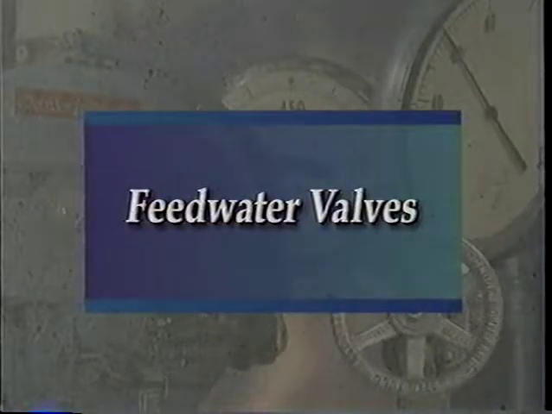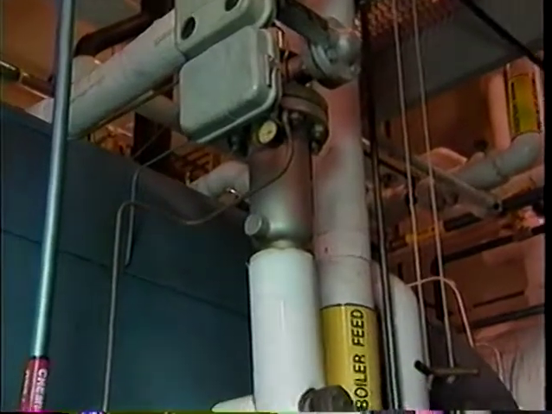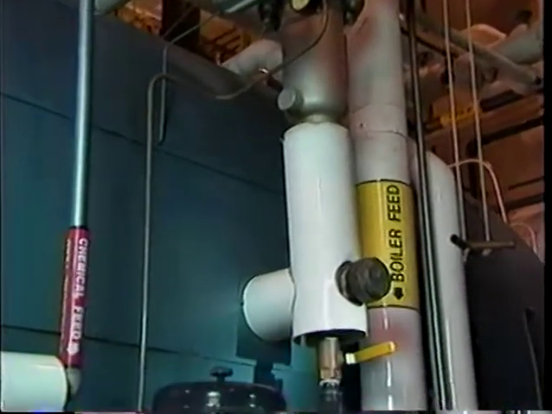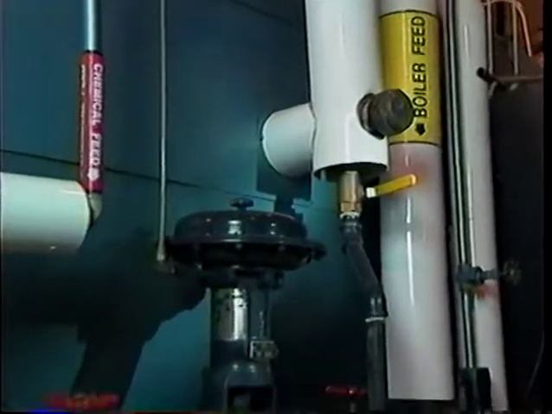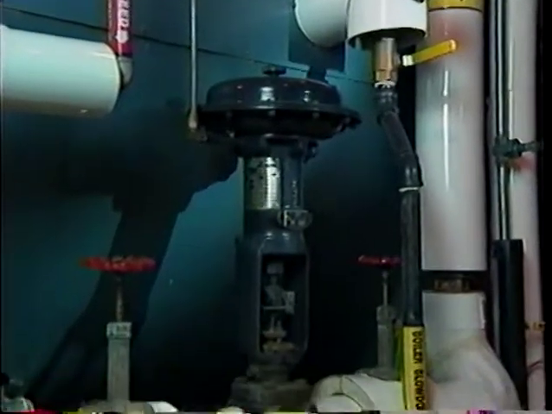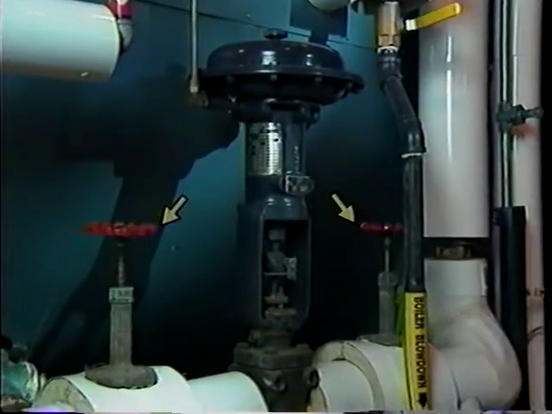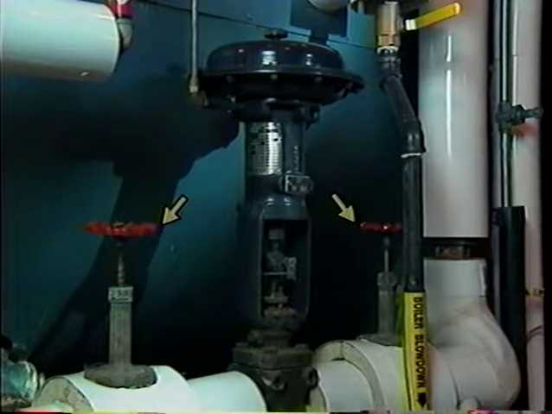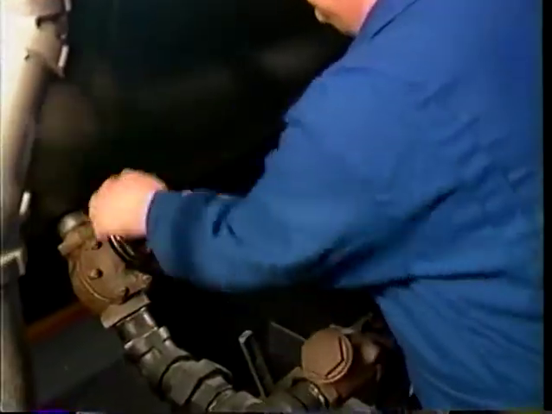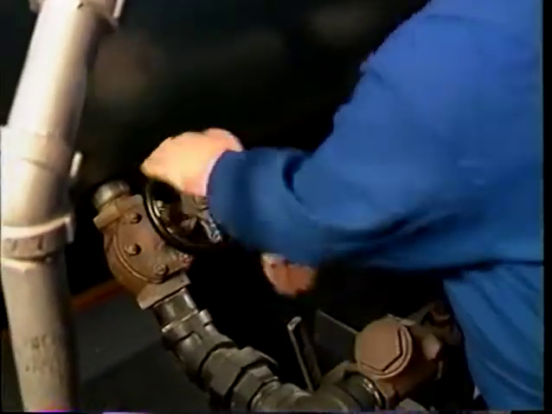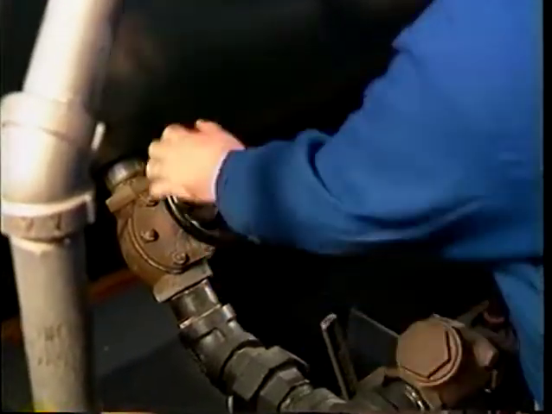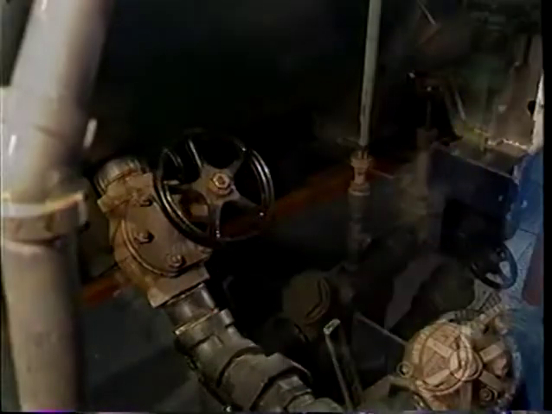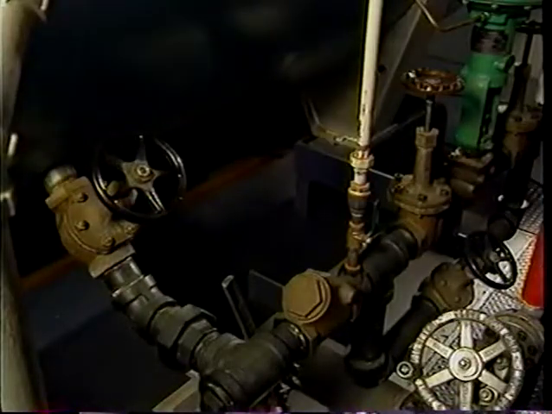Feedwater valves. Feedwater valves control the flow of feedwater from the feedwater pump to the boiler. Feedwater stop valves are globe valves located on the feedwater line. They isolate the boiler from feedwater accessories. The feedwater stop valve is positioned closest to the boiler to stop the flow of water out of the boiler for maintenance or if the check valve malfunctions.